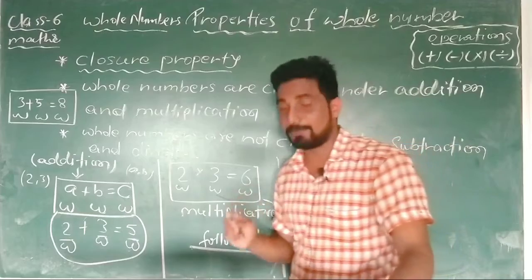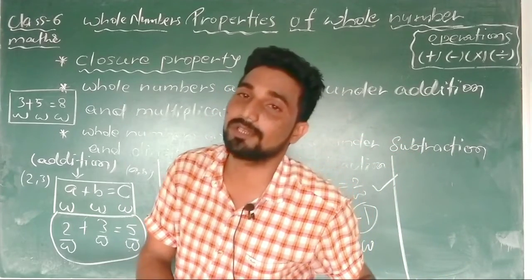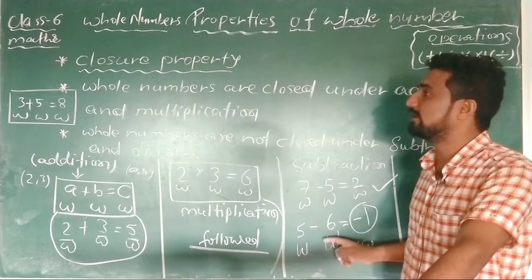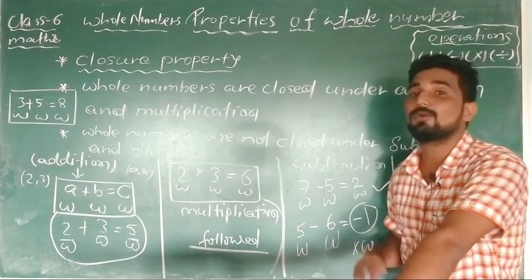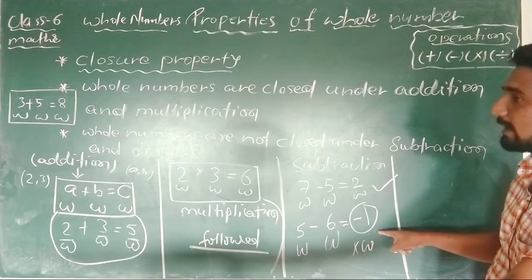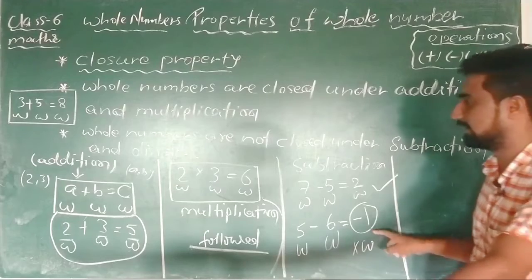If 100 times it is followed and a single time it is not followed, then the property will not be considered as followed. So that is why this is the condition. This condition makes it wrong. So that is why subtraction is not followed for closure property. Now you see, whole number answers you must be getting, but this was not a whole number, so I considered it.